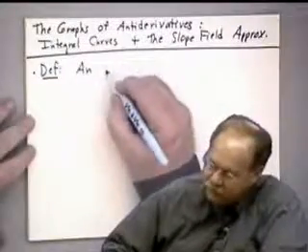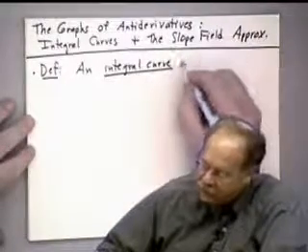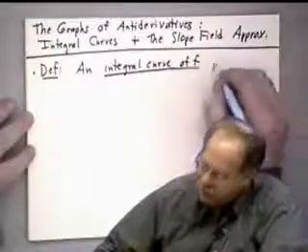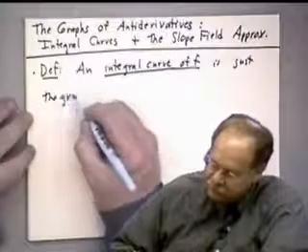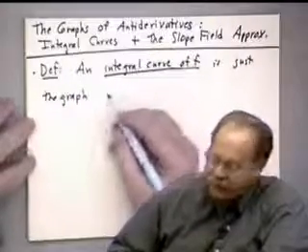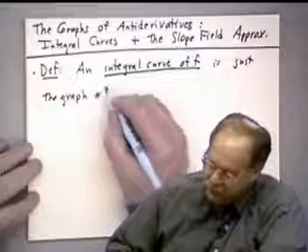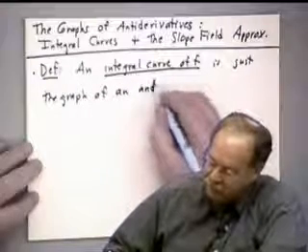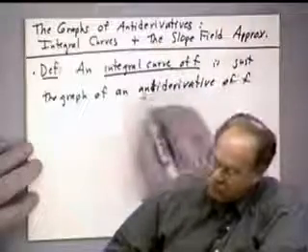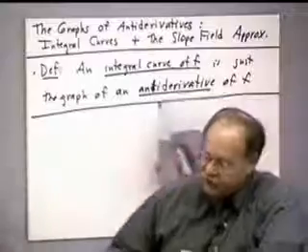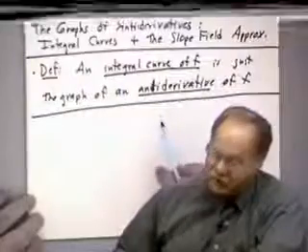What is an integral curve? An integral curve of some function f is just the graph of an antiderivative. So each antiderivative will have its own graph, and that will be called an integral curve, and so there are an infinite number of integral curves. So the graph of an antiderivative of f. So that's just another piece of terminology you want to get used to. Instead of saying the antiderivative graphs, we say the integral curves of the function f.